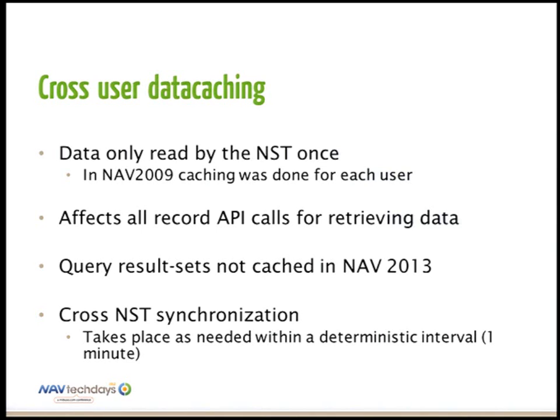When you have a setup with multiple NSTs, we have this automatic cache synchronization in place, which basically guarantees that all changes will be populated on the different NSTs within 1 minute. There was some sort of cache synchronization in the old versions as well, but it was timer based and it was specific for each user. This is a much more deterministic way of handling things. You know that any change will be available at the other workstations, the other NSTs, within 1 minute.